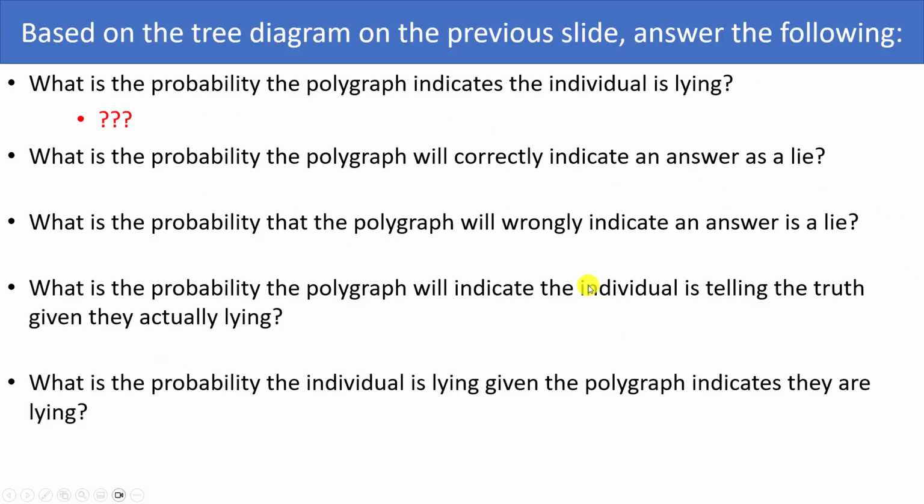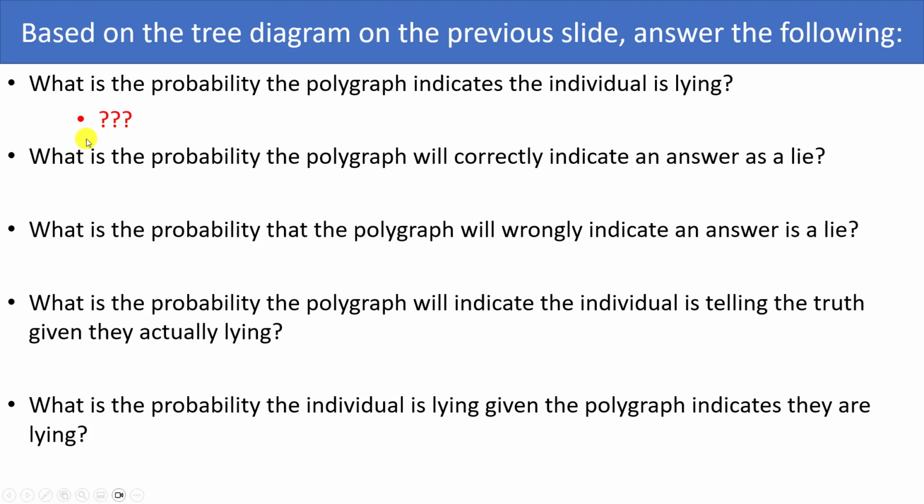All right, so then we have another question here which says, based on the tree diagram on the previous slide, answer the following questions. So there's a number of different questions here. So give all those a shot, and then I will be answering a few of them. But I still want you to try these out before you see me get the answers. So give that a chance right now.